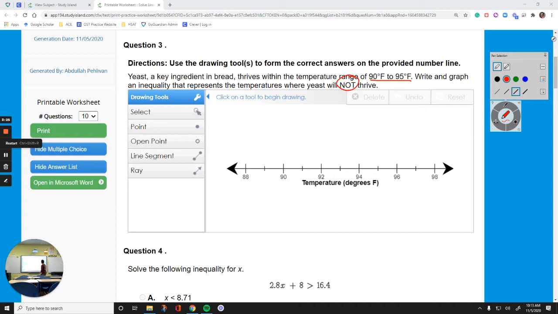it says write an inequality. I don't understand where we can write that inequality. There's no point of writing an inequality. So what we can do, we are going to use these tools that represents the temperatures where yeast will not thrive.